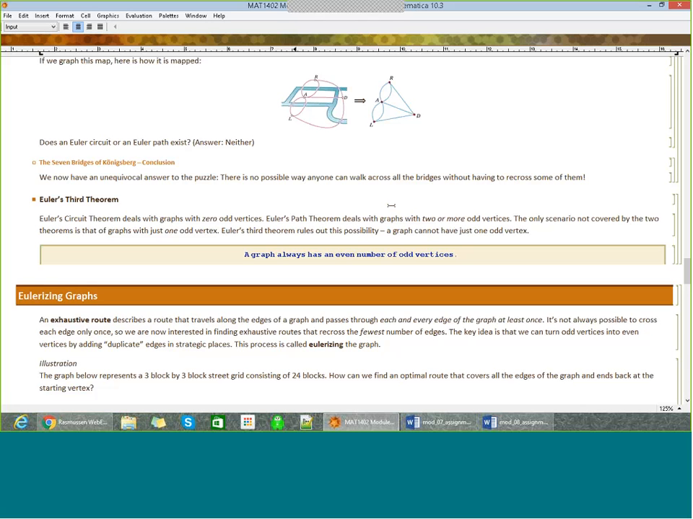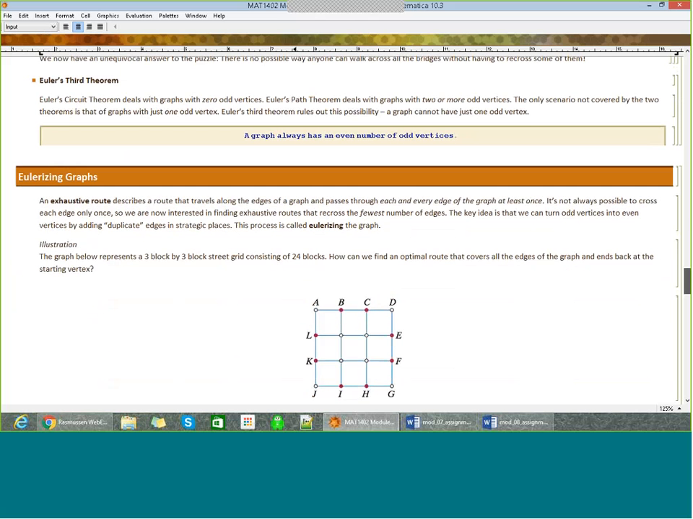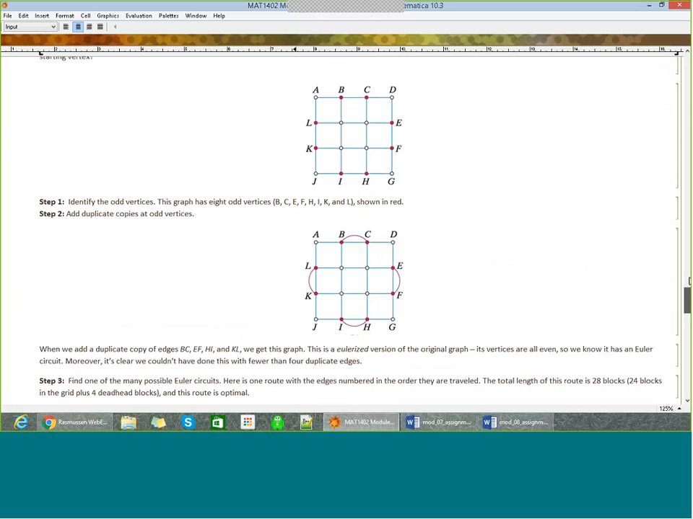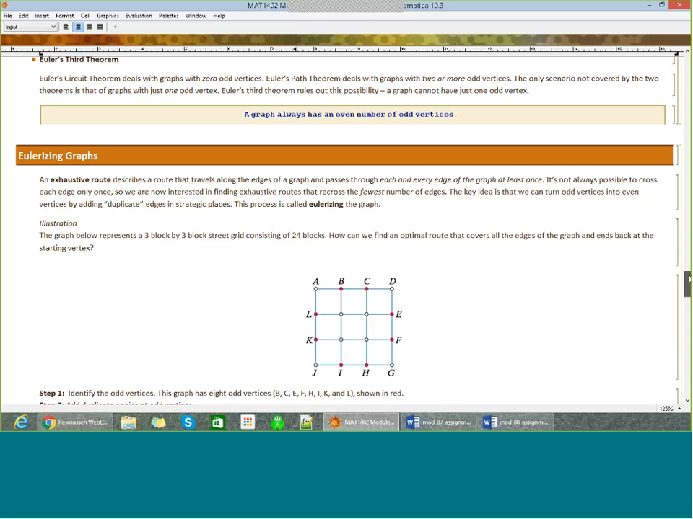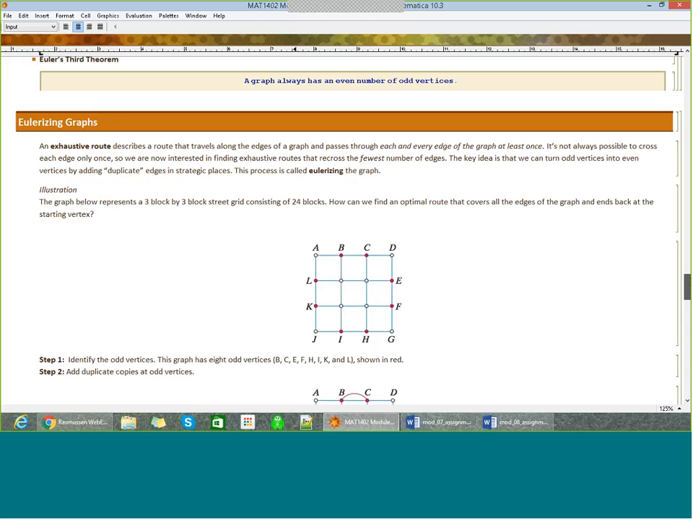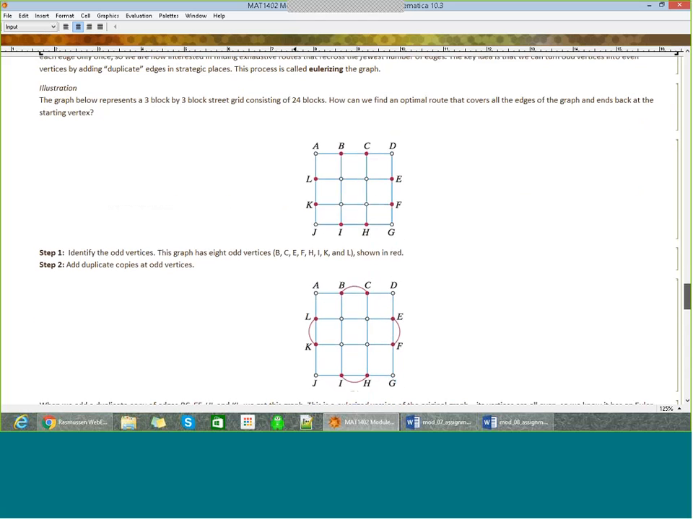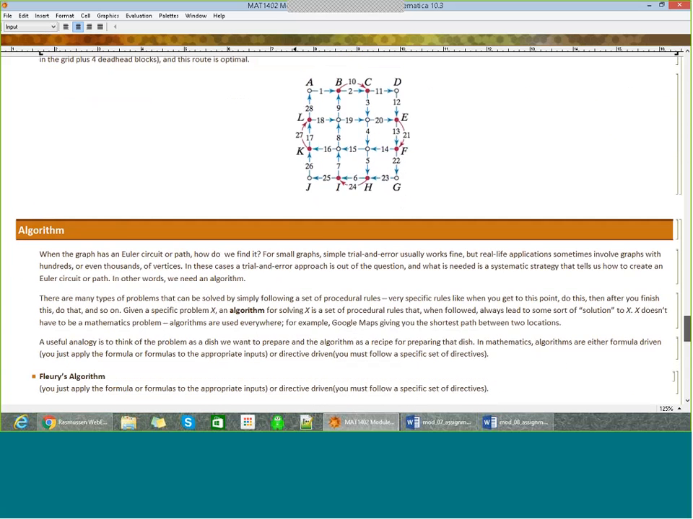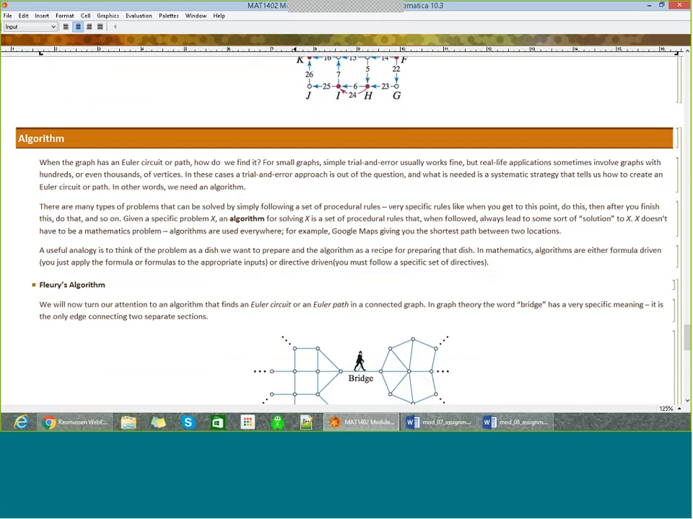I'm not going to cover Euler-izing the graphs. You might want to read that; I think it's in the discussion. I don't recall, but there's a thing called the exhaustive route. I'll let you read this. You just have to follow step by step, and you'll see what it means. Basically, if it's not an Euler path or circuit, how do you make it an Euler path or circuit? So far, so good. Do you have any questions?